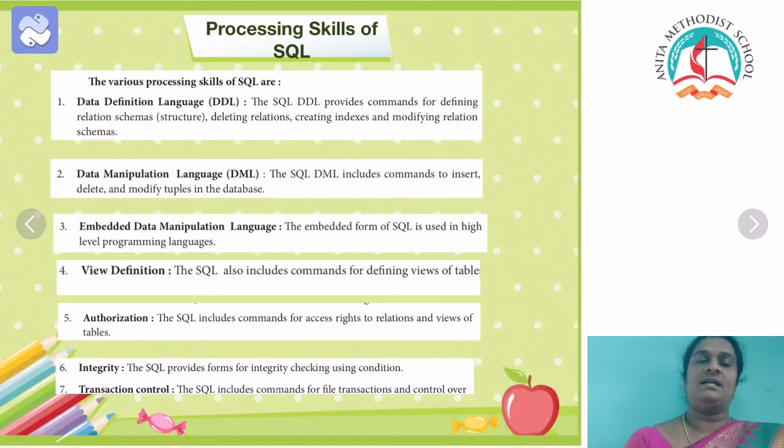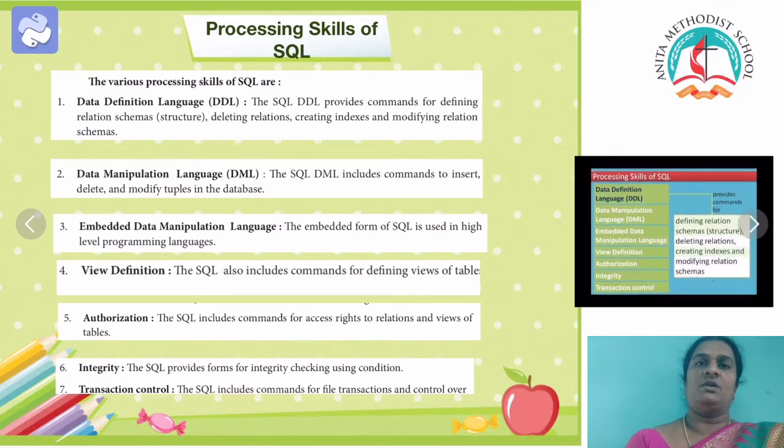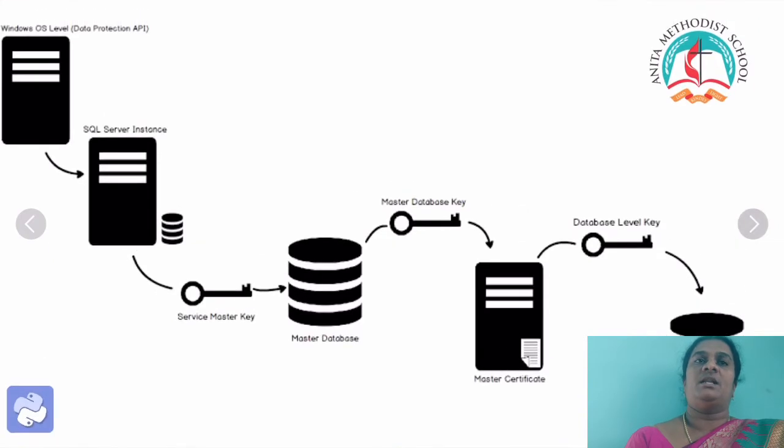And the next thing is transaction control. Transaction control, SQL includes commands for file transaction and control over it. So that is called transaction control. Okay, so I am repeating it again. Data definition language, data manipulation language, embedded data manipulation language, view definition, authorization, integrity, and transaction control. These are the 7 important skills that we are going to see in processing the skills for SQL. Okay. Now, what's the next part?